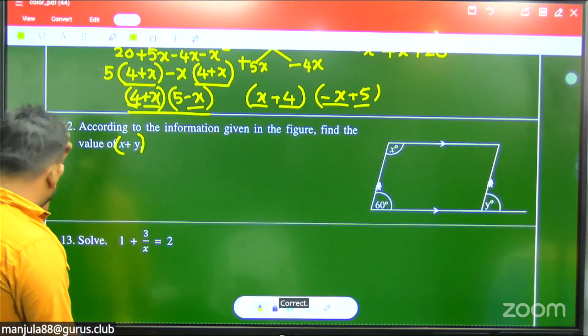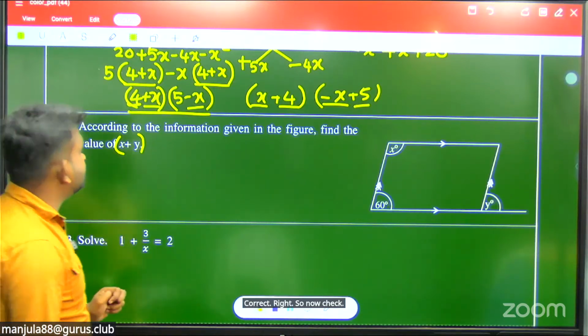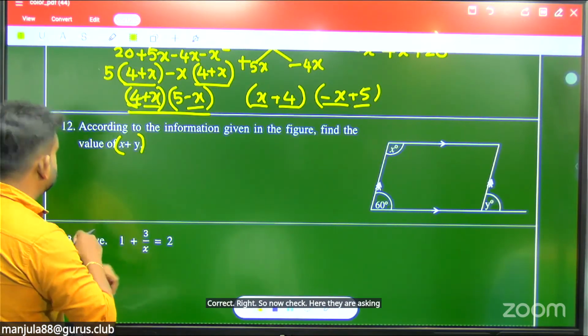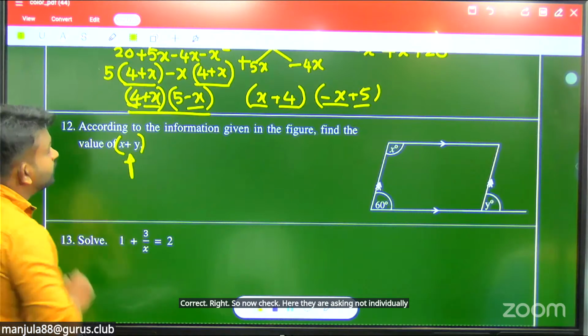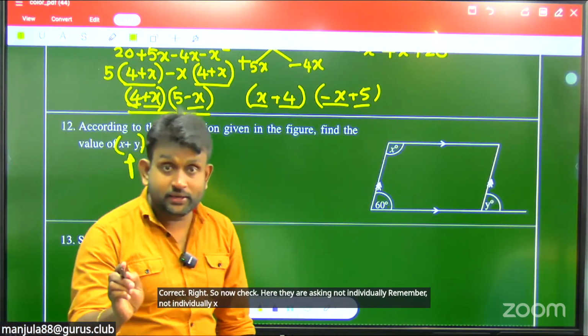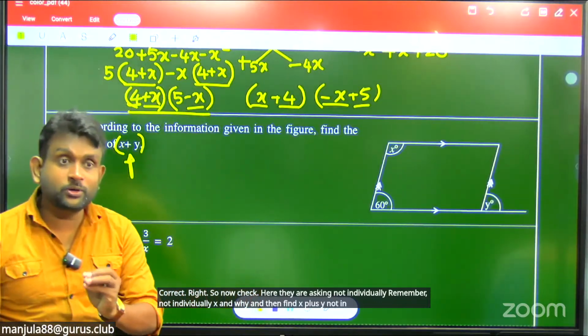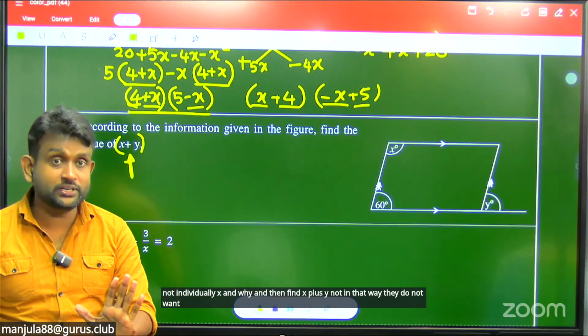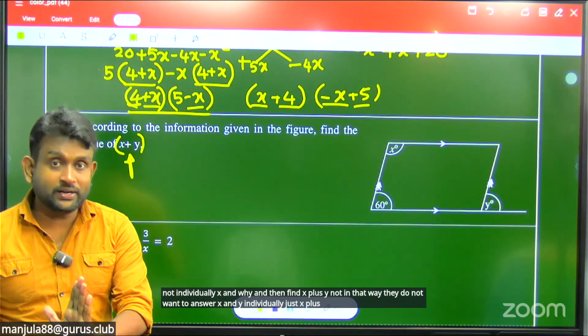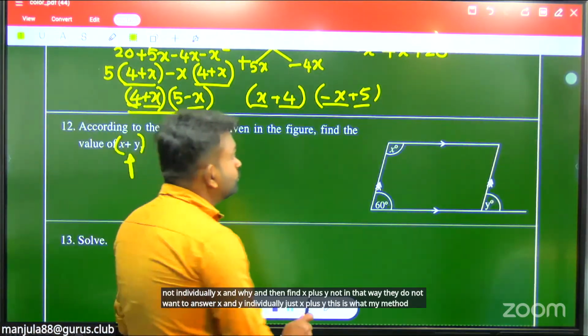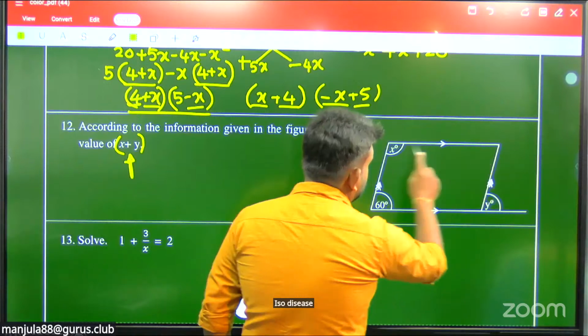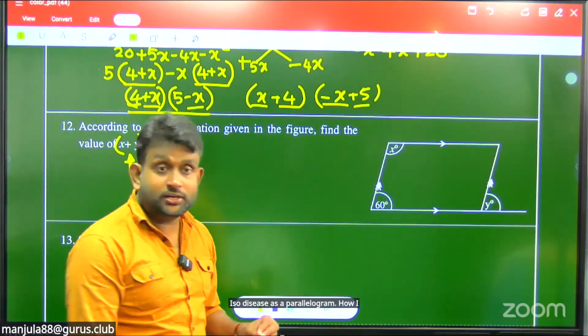Right. So now check. Here they are asking not x and y individually, remember, and then to find x plus y, not in that way. They do not want x and y individually, just x plus y. This is my method. I saw this as a parallelogram. How did I see that parallelogram, under which condition?